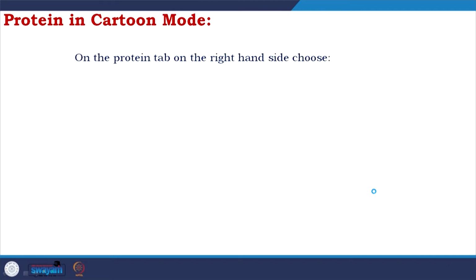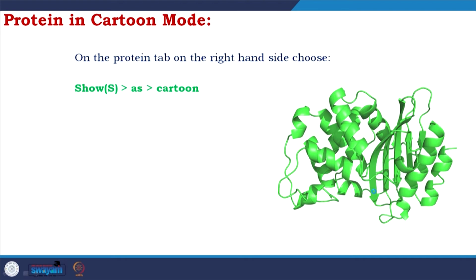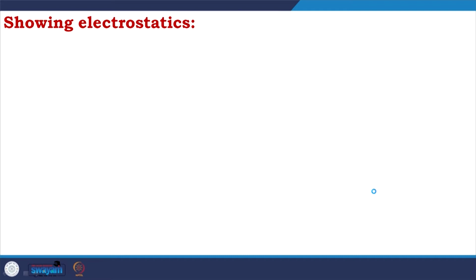You could see the protein in cartoon mode. I will show you in the presentation. On the protein tab on the right-hand side, you have to choose show as cartoon. So, you will see this representation, which is called cartoon. Electrostatics. Electrostatics is a very critical representation.